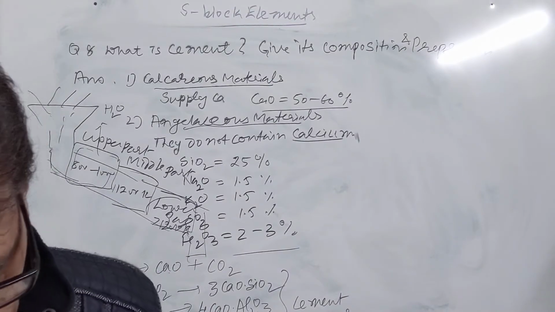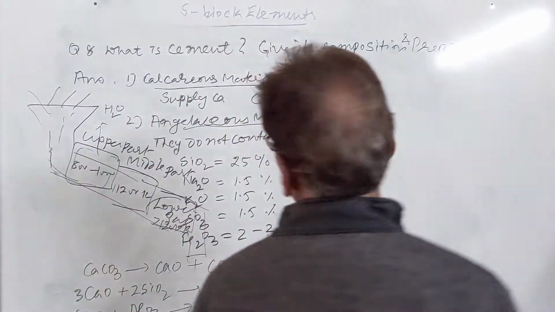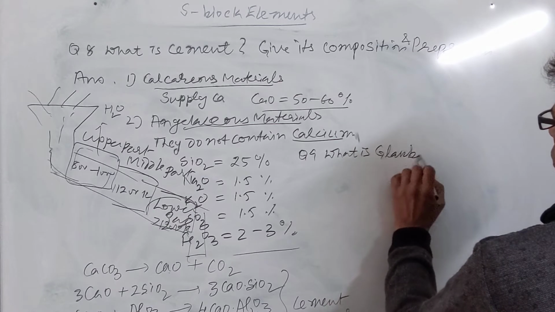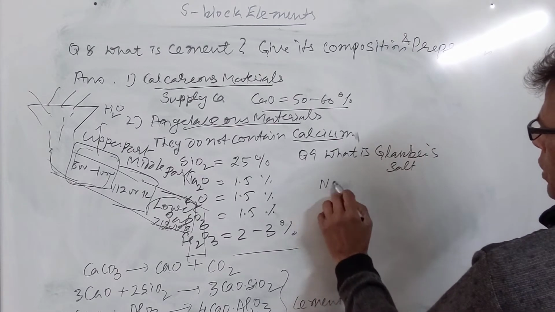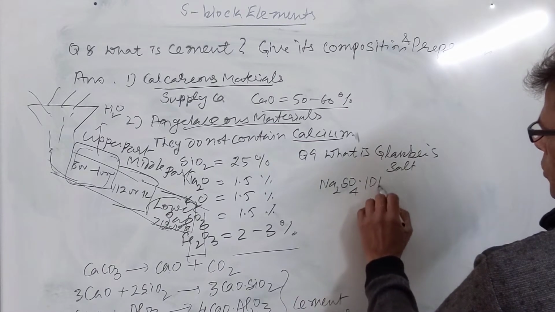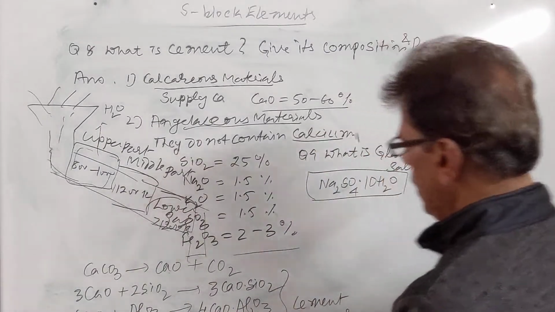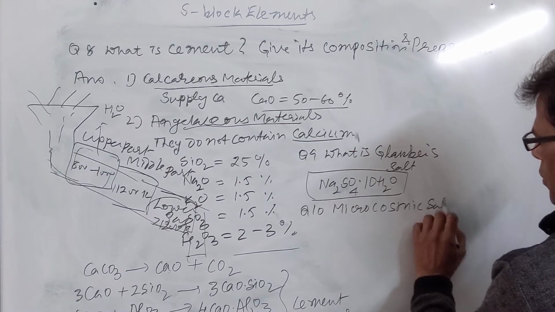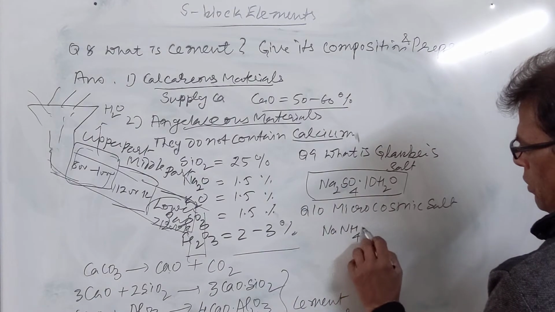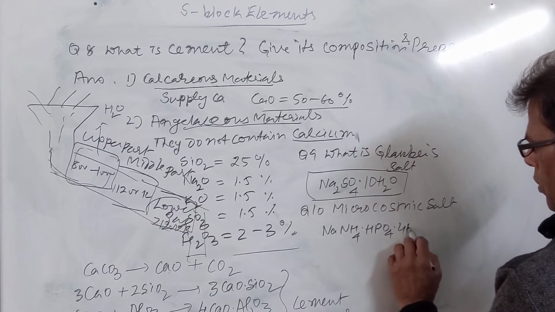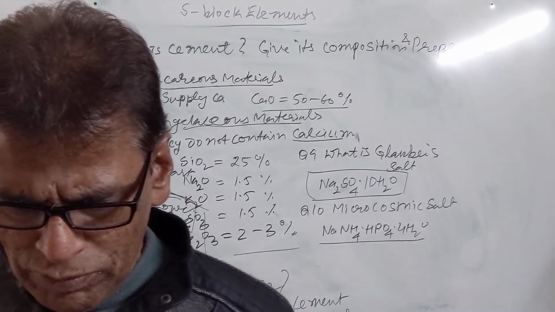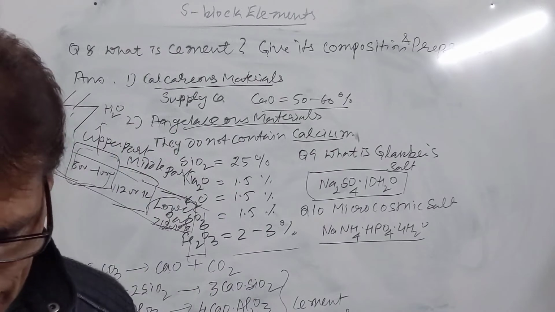Then we have: what is Glauber's salt? Glauber's salt is hydrated sodium sulfate having 10 water molecules. This is called Glauber's salt. Then we have: what is microcosmic salt? This is sodium ammonium hydrogen phosphate having 4 water molecules of hydration. These are called microcosmic salts.